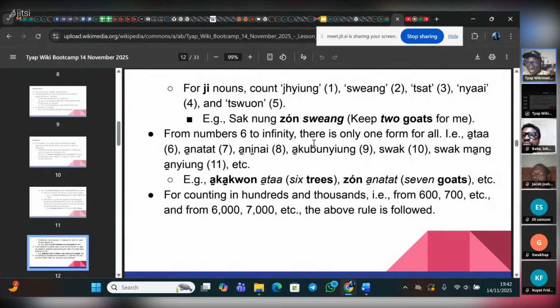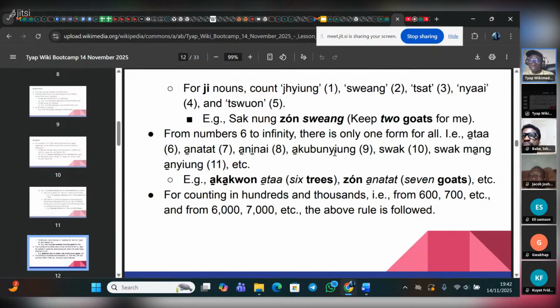So for number 6, an attack, number 7, and a 9. I mean, an attack, number 8, and a 9. Number 9, Okogonyum. Number 10, Swat. Number 11, Swat Manyum. We don't usually pronounce it as swak manyum. We pronounce it as swak manyum. The same thing with swak mafem, swak matat, swak manai, swak mata, swak manatat, swak mananai, and so on and so forth, swak fam. All of them have the same rule.